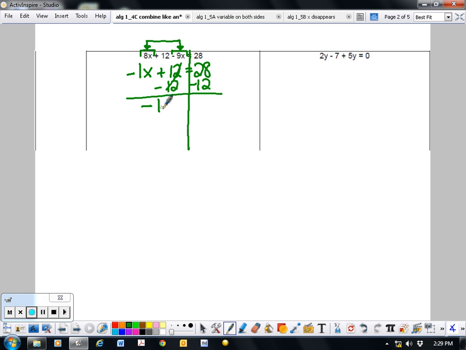I have a negative 1x equals 16. Now I'm going to get rid of that negative 1. Since that's side by side with the x, that indicates multiplication, so I divide by negative 1. If it's multiplication, I divide by the exact same thing. So negative 1 divided by negative 1 cancels, leaving us with x. On this side, 16 divided by negative 1 gives me negative 16.